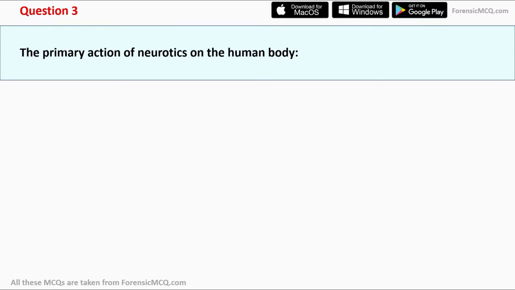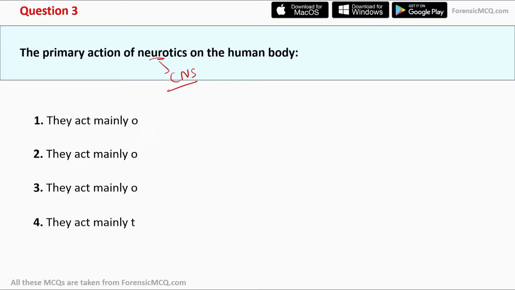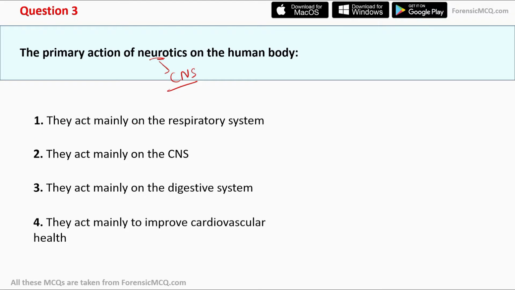Now let's move to question number 3: the primary action of narcotics on the human body. So what are narcotics? Narcotics are chemicals that act on the CNS, the central nervous system. And here are the options. Option first says they act mainly on the respiratory system. This is wrong because I already told you they act on the CNS. Moving to option second, they act mainly on the CNS, and this is the correct answer because narcotics are chemicals that act on the CNS. So the correct answer is option number second.